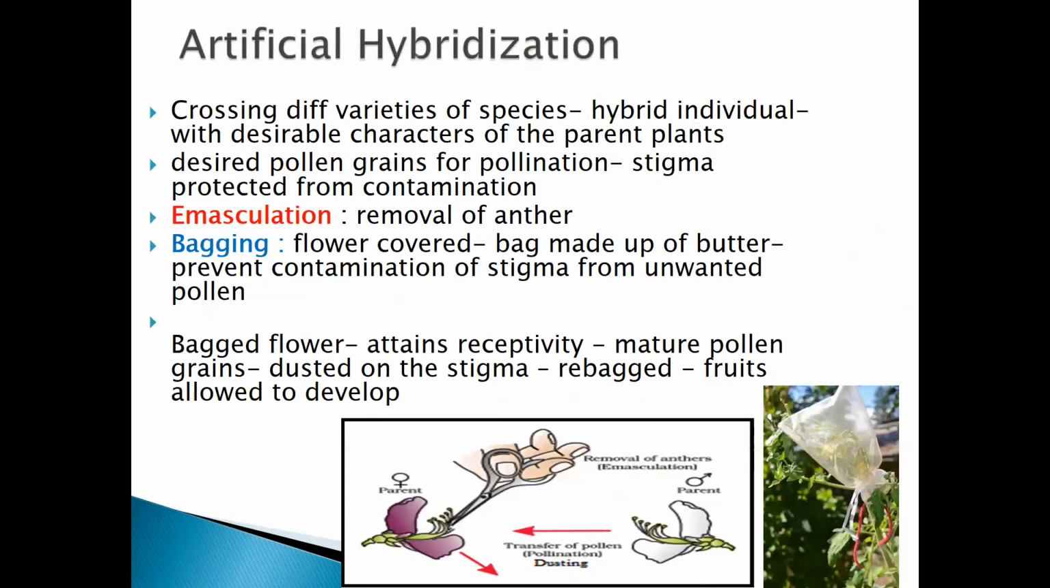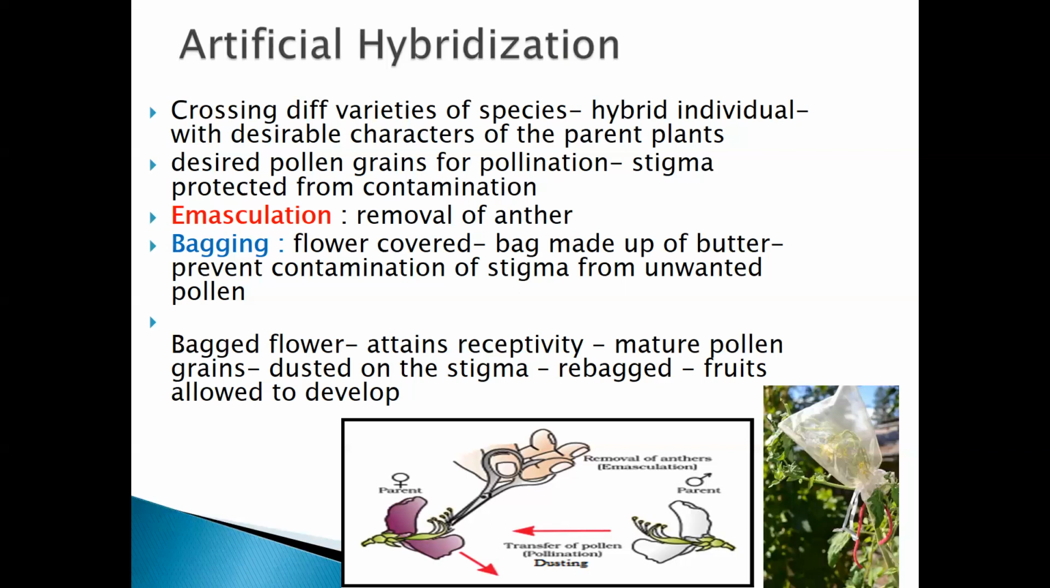Second one is artificial hybridization. So first you need to remember what it is. Artificial hybridization is done artificially, manually by humans. Humans manually pollinate the flowers. Crossing of different varieties means pollinating different varieties of flowers, and that is the hybridization process.